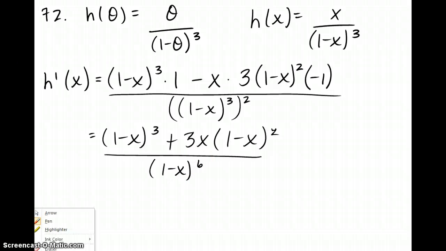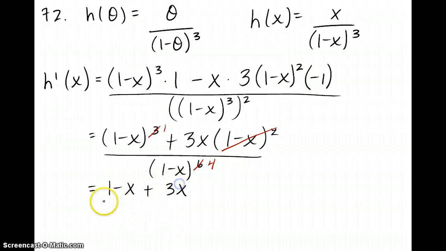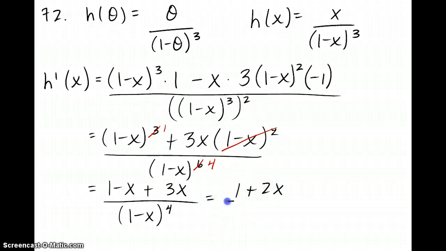Okay, now let's look at something we can factor out. 1 minus x, we can take 2 of those from each term. So when I get rid of those 2, I'm left with 1 here, and I'm left with 4 in the denominator. So now we have 1 minus x to the 1st power plus 3x all over 1 minus x to the 4th. So now combining like terms, 1 plus 2x all over 1 minus x to the 4th power. And that would be our final answer for the derivative.